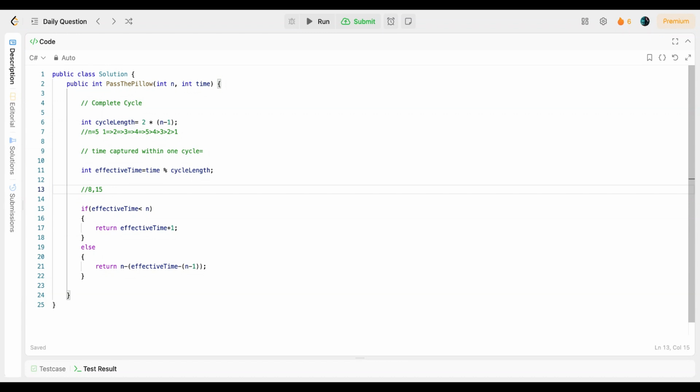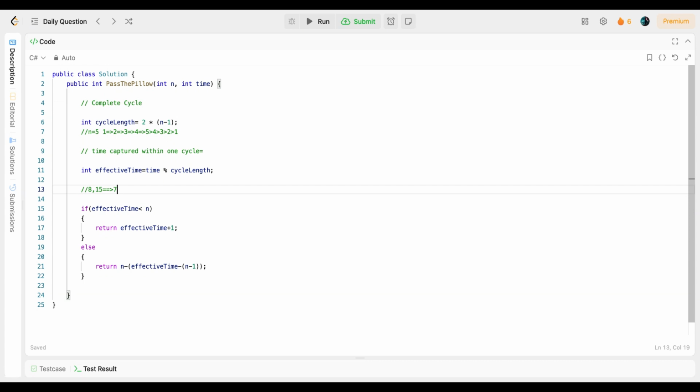What exactly does the 7 tell us? This is equivalent to 7 seconds into the current cycle. Because it is not going through the complete 15 seconds, the modulus operator gives the remaining 7 seconds into the current cycle. So 15 modulus 8 gives 7. We will use this to get the effective time, in this case 7.